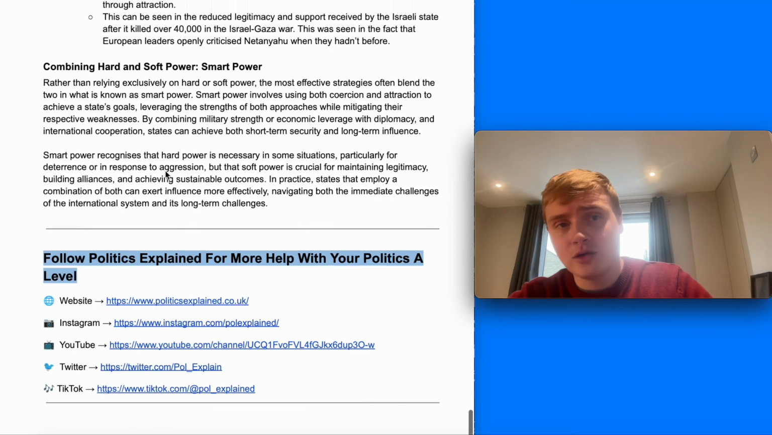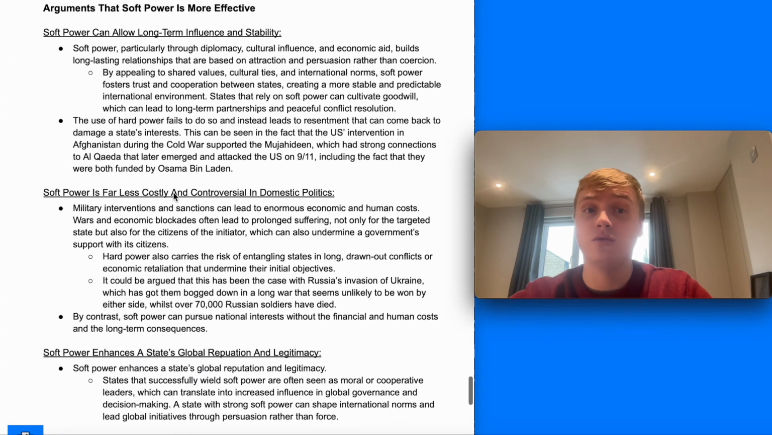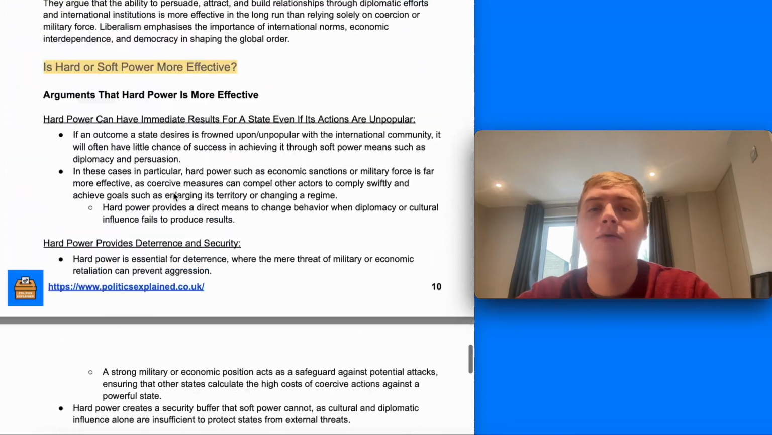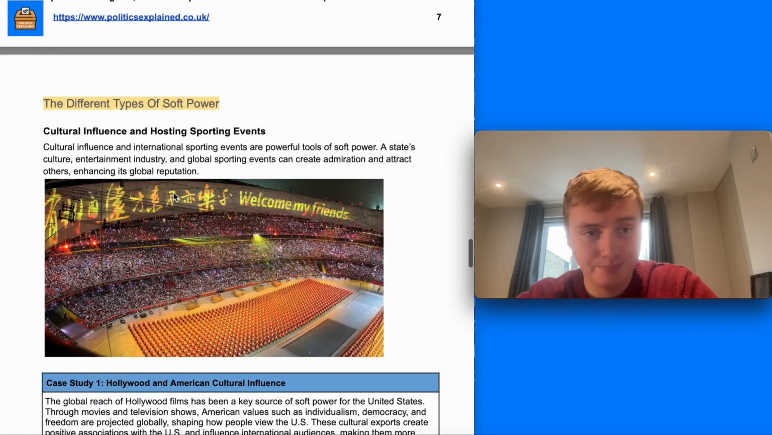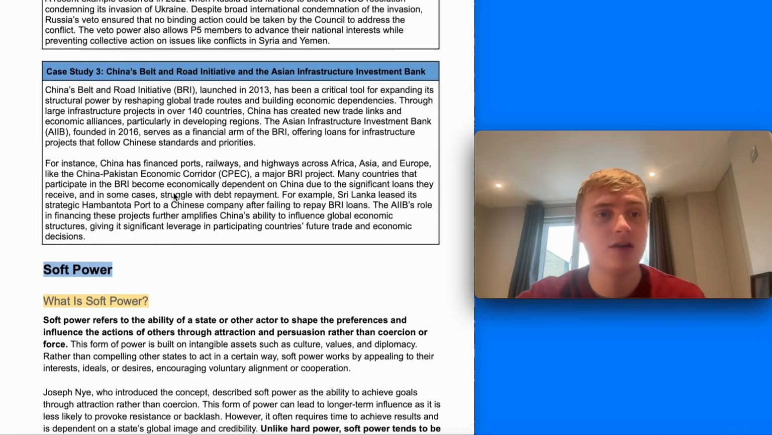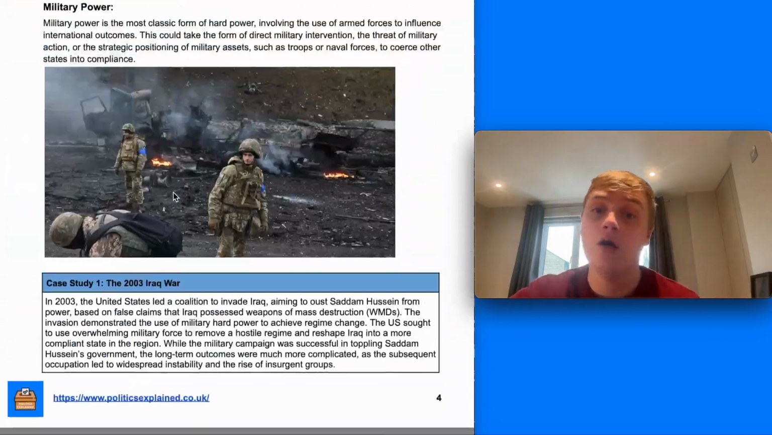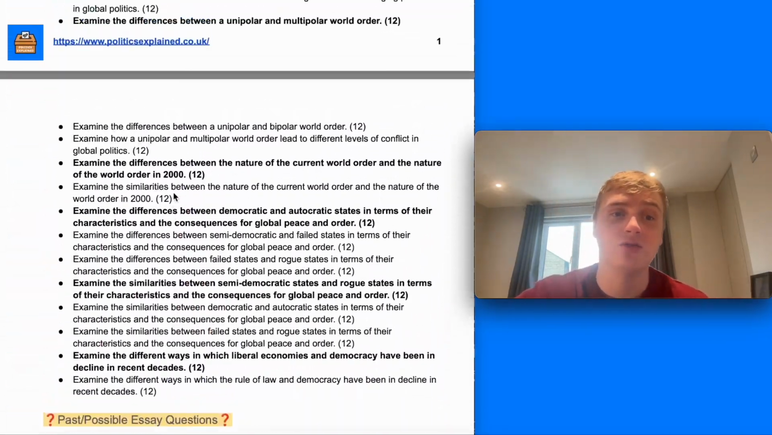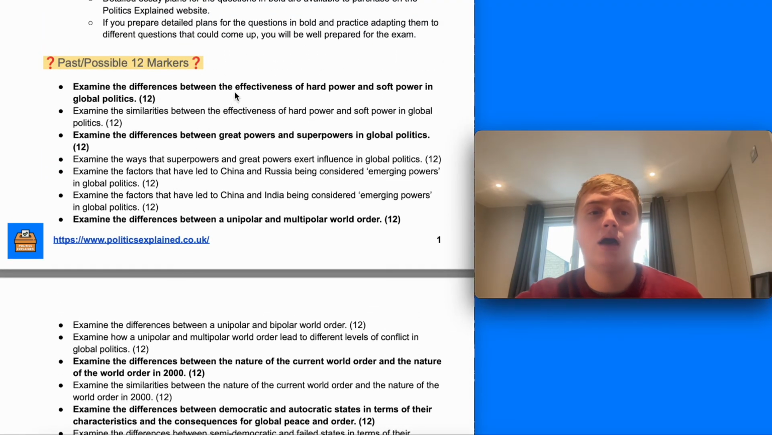Hopefully that was useful, and those arguments at the end in particular are going to be useful for a potential 30 marker that could come up on hard and soft power. But all of the different types, case studies, etc., you can use not only in that 30 marker, but also in a potential 12 marker, looking at maybe the differences between the effectiveness of hard and soft power, or the differences between hard and soft power could be a question as well.